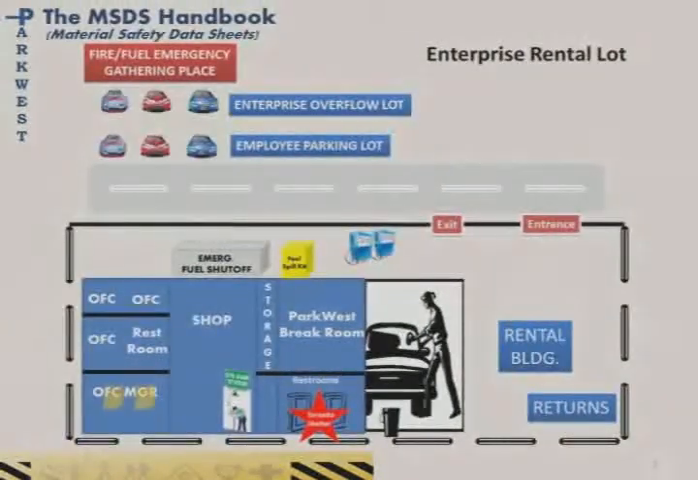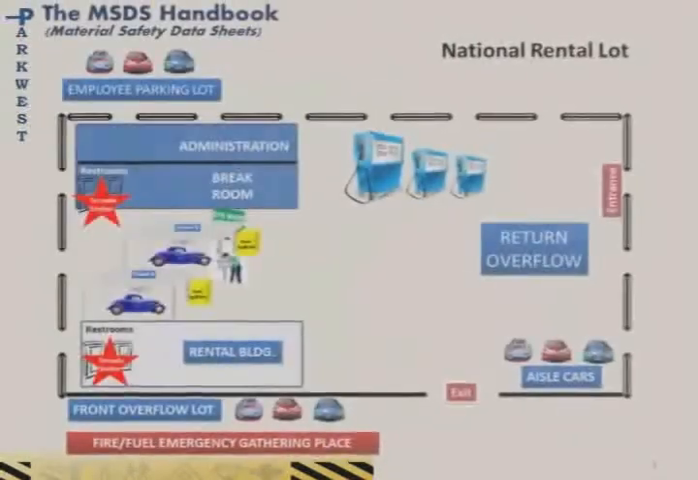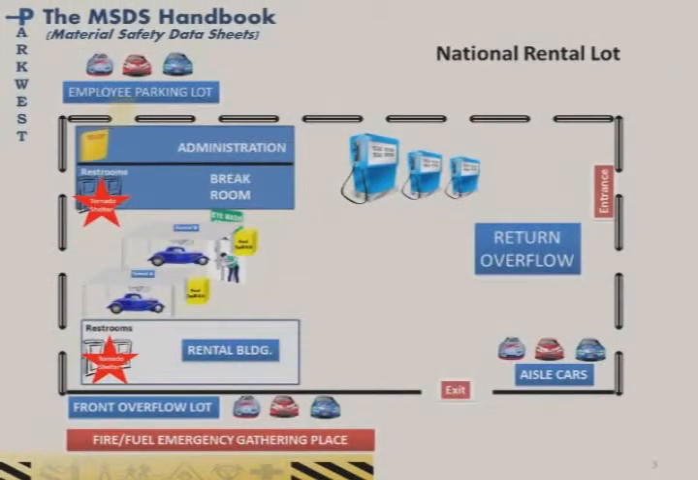The material safety data sheets of chemicals used by your work site are located in the back of the management offices at the enterprise work site and the last office in the administration office at National.